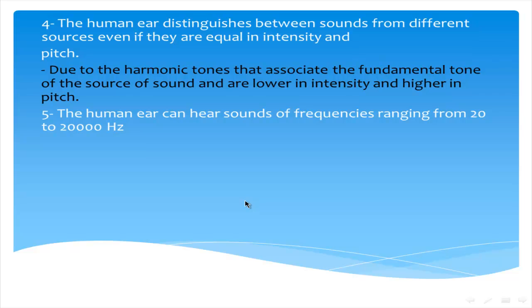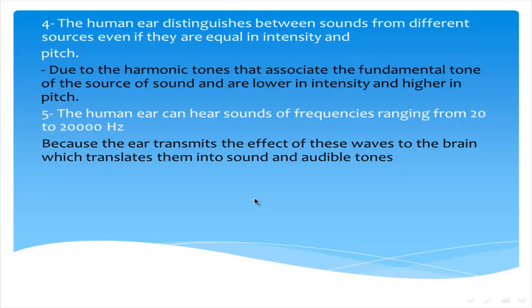Number 5. Give reason. The human ear can hear sounds of frequencies ranging from 20 to 20 kilohertz. Because the ear transmits the effect of these waves to the brain, which translates them into sounds and audible tones. Audible means sounds that can be heard.